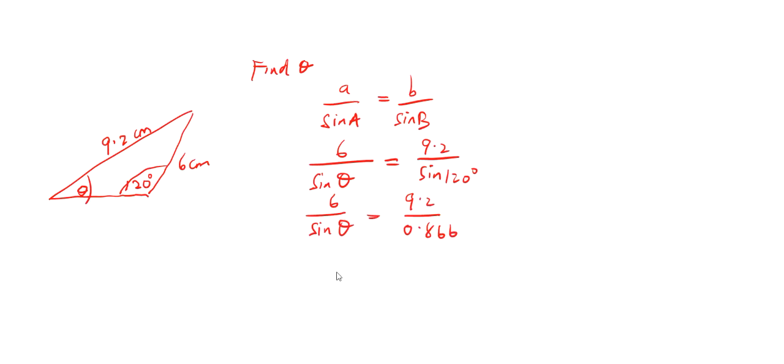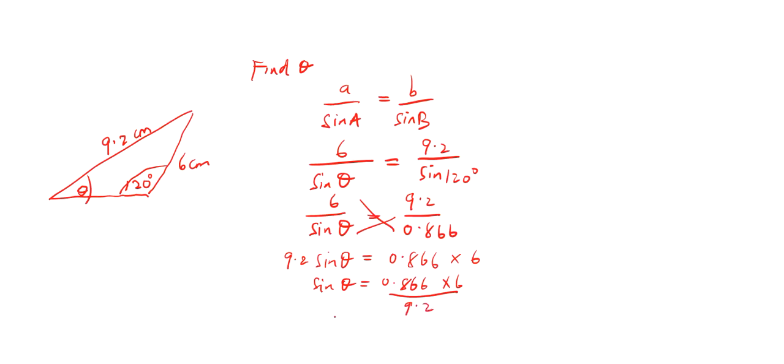Okay, so at this point what we do, we cross multiply. So we say 9.2 sine theta is equal to 0.866 multiplied by 6. Therefore sine theta is equal to 0.866 times 6 over 9.2.